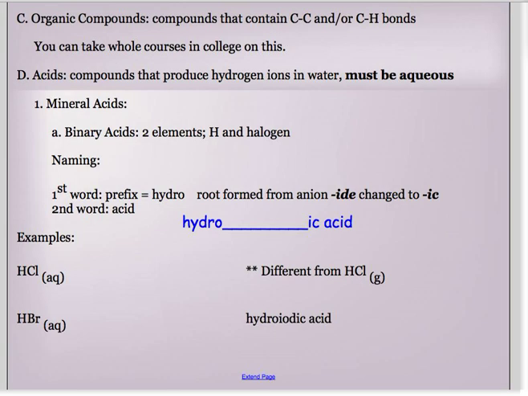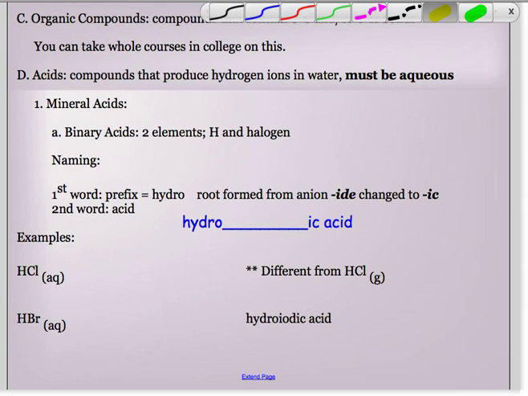So the last type of naming slash formulas for this unit is on acids. And what you'll notice is there's going to be two types of acids. And when we talk about acids, the simplest definition is that they are compounds that produce hydrogen ions in water. And if you follow this definition strictly, they must be aqueous.